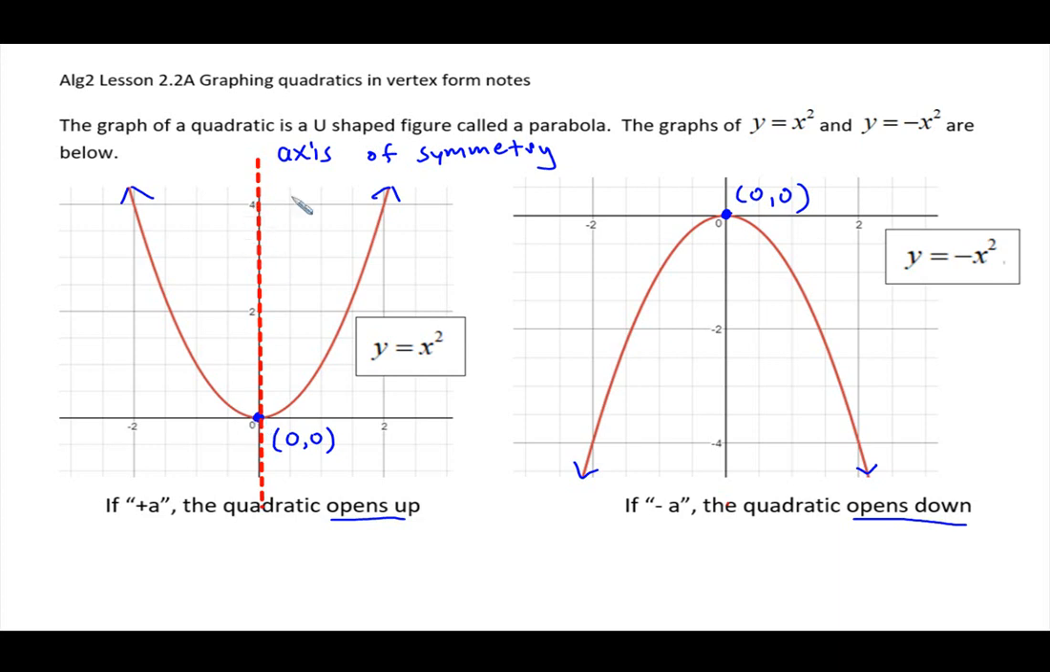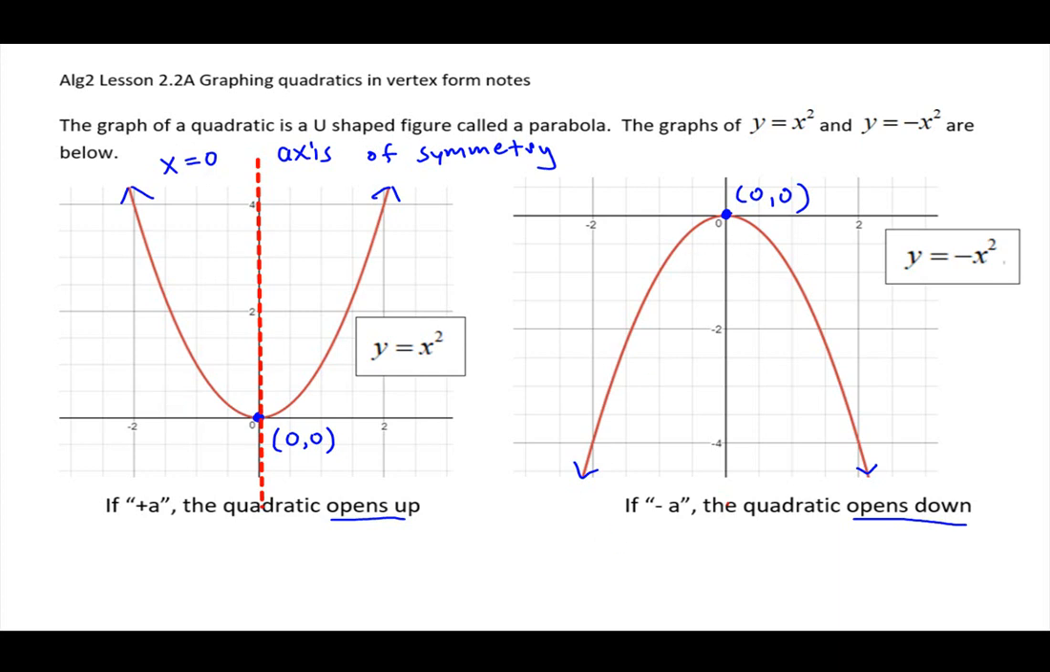Now, when you want to find the equation of this line, you notice the axis of symmetry goes through the vertex. So the equation for the axis of symmetry is the same thing as the x value of the vertex. The x value of the vertex is 0, so you would say x is equal to 0 if you're asked for the equation for the axis of symmetry.